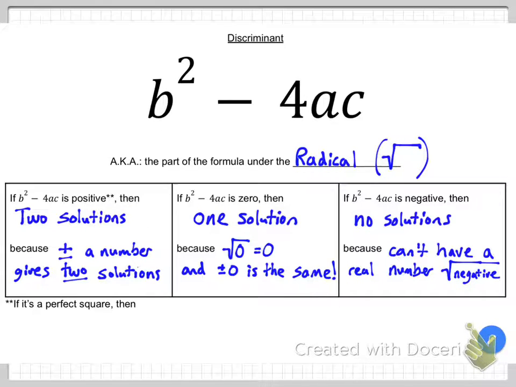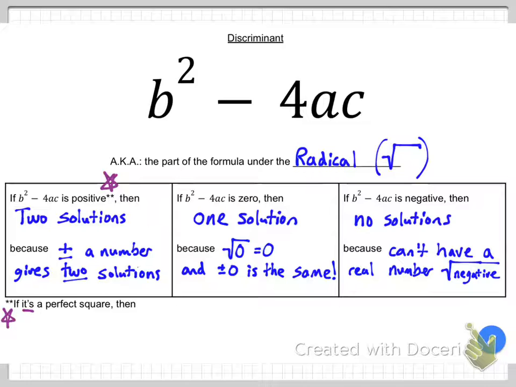Now, one other little thing I want you guys to look out for. Notice I put a little star here. If b squared minus 4ac is positive, that means there's going to be two solutions, but the way those solutions look depends on whether the discriminant is a perfect square, meaning you can take the square root of it. Then we get what we call a rational number. A rational number is one that you can write down as a fraction. Any whole number or fraction is a rational number.